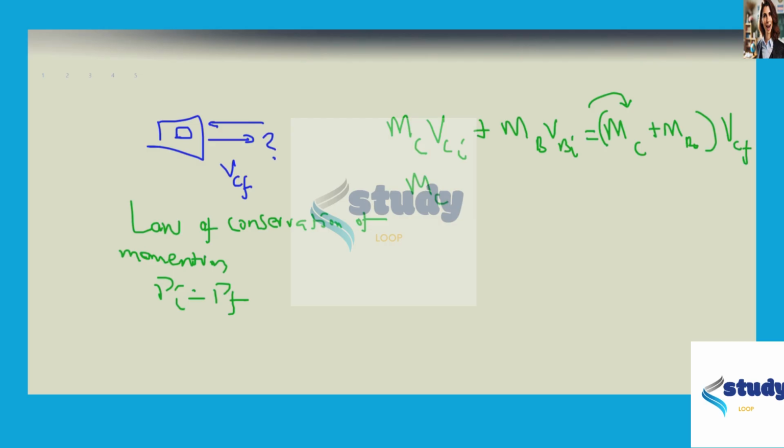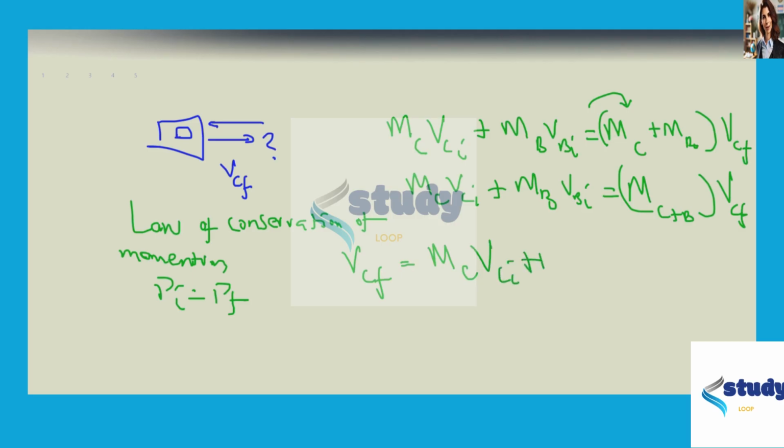And so mcvci, the initial momentum of the system before you throw the block inside, equals the final momentum of the system after you throw the block inside. So that's going to help us get the final velocity of the car, which is mcvci plus mbvbi, and then you want to divide that by their combined masses. This is the combined mass of the two of them.